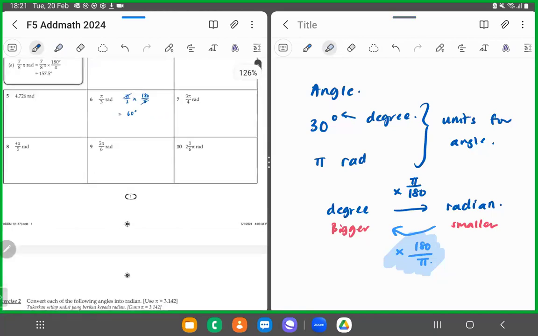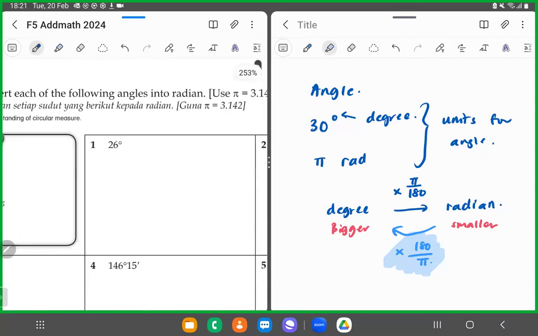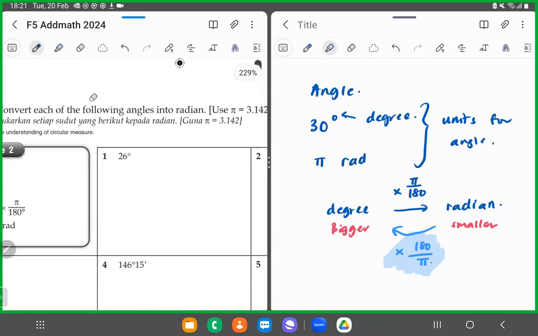Okay, I'm not going through all this thing. Next one, degree to radian. For example, this one. Convert each of the following angles into radian. So to radian, we times it with pi over 180. So for this one, times pi over 180. Use your calculator also. The question here says that pi is 3.142.